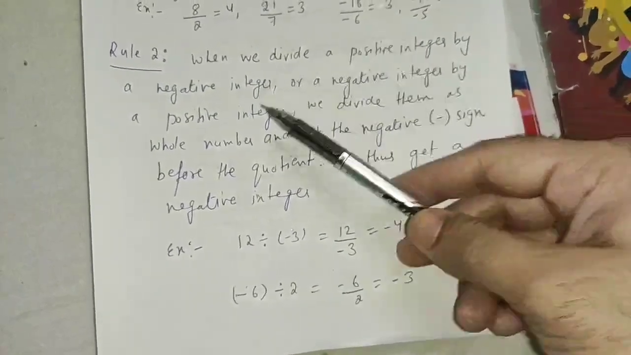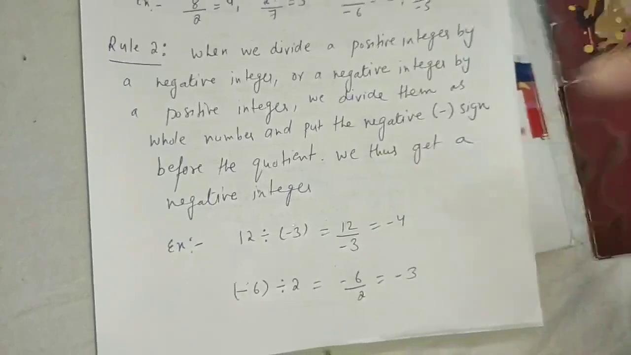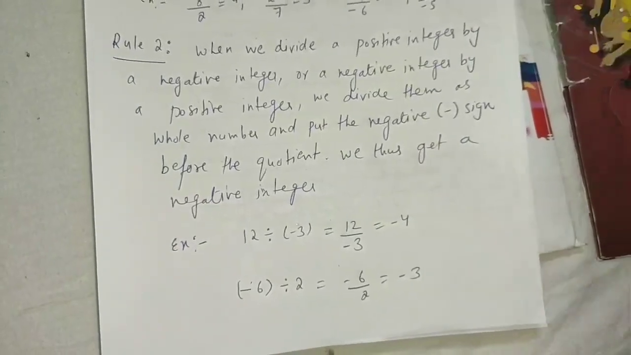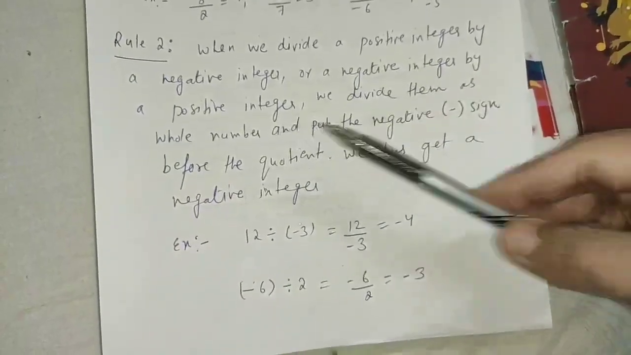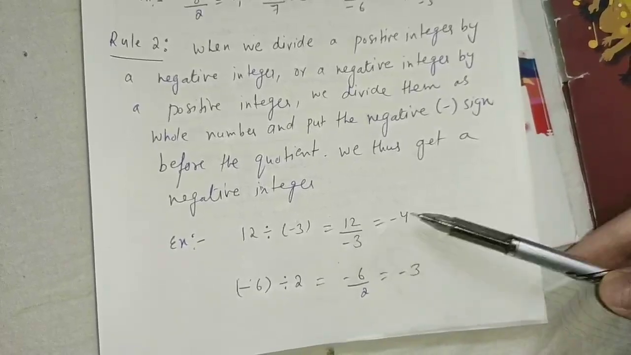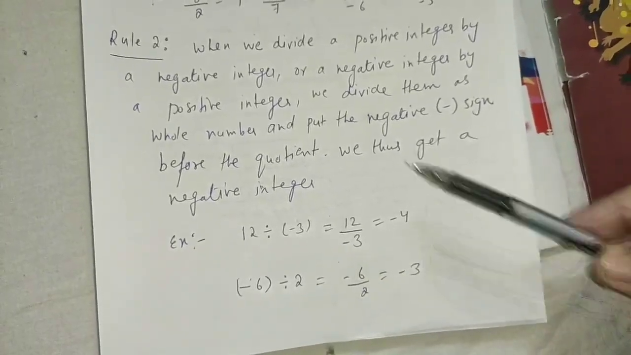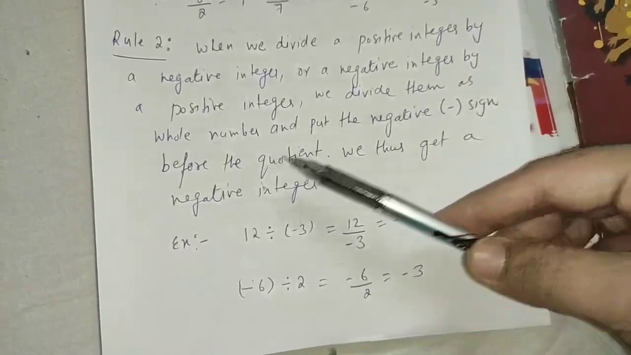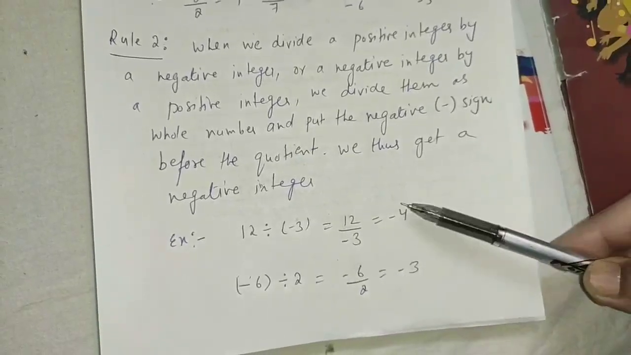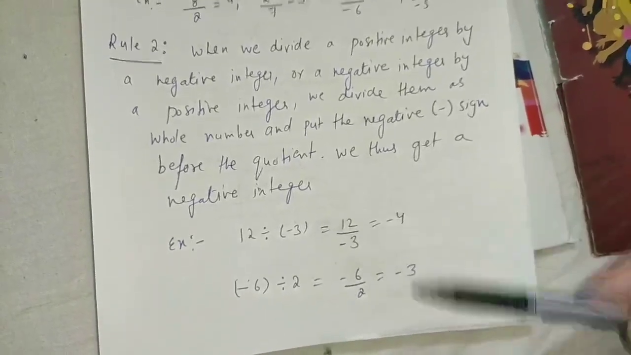So when we divide positive by negative or negative by positive, it means one of them will be positive and the other will be negative. We divide them as whole numbers. Simply we divide them: 12 divided by 3 is 4, 6 divided by 2 is 3. But we put the minus sign before the answer. So thus we get a negative integer.